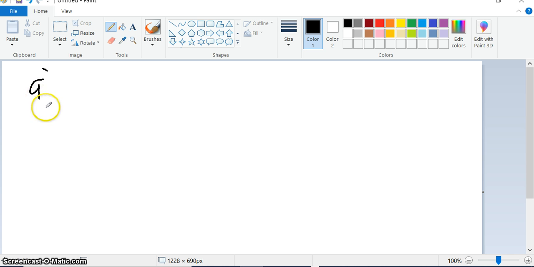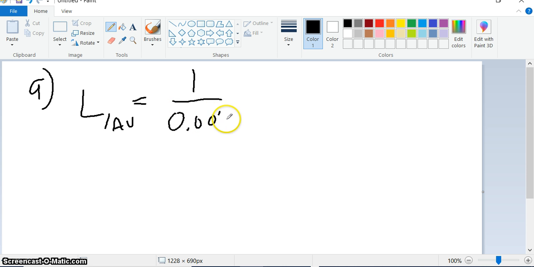For part A of number 3, we get the following: the luminosity at 1 AU is going to equal, since the radius of this thing is 1 AU, 1 divided by, this is why we did this conversion, 0.0046. And of course, the AUs cancel. This would be 1 AU, and this would be the size of the sun in AU. Anyhow, you square that.